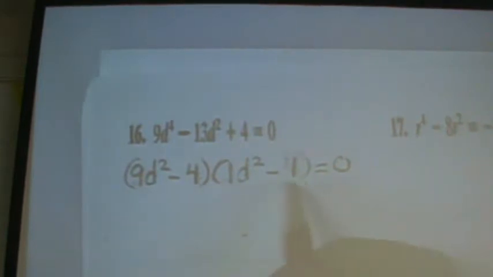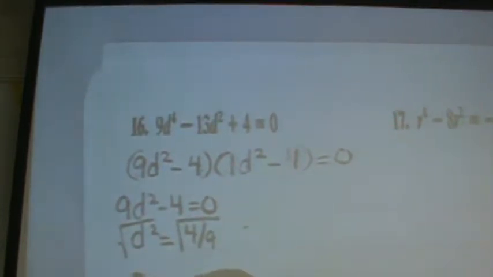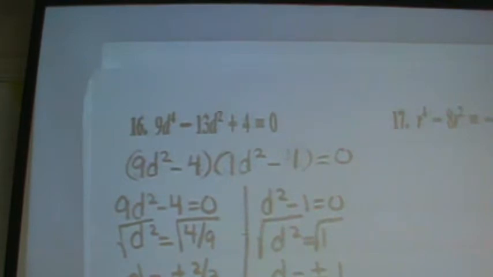So now when I set each of these equal to 0, I have 9d squared minus 4 equals 0. Add 4 and divide by 9. So you get 4 ninths. And then when you square root both sides, you get d is equal to plus or minus 2/3 for that side. And for this side is just plus or minus 1. Add 1. Because you're taking the square root of both sides, so it's plus or minus 1.